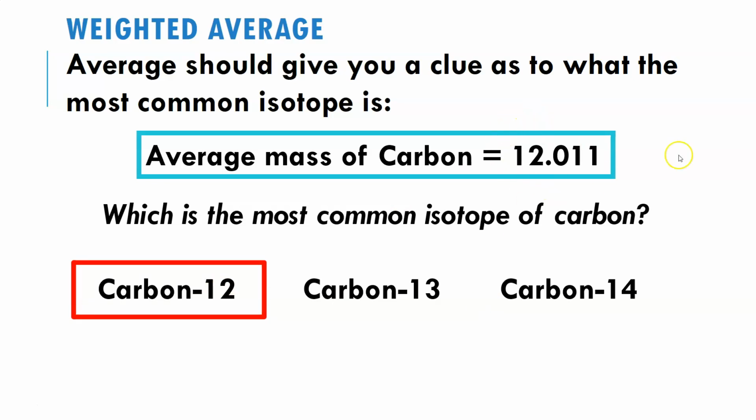So the next question is, how do we calculate this average? We're not just adding up these masses and dividing by 3. We don't do 12 plus 13 plus 14 divided by 3. Okay, that's a little too simple. That doesn't take into account that we have way more carbon 12 than we do 13 or 14. So what we're going to be doing is a weighted average. So I'll show you how to do that next.